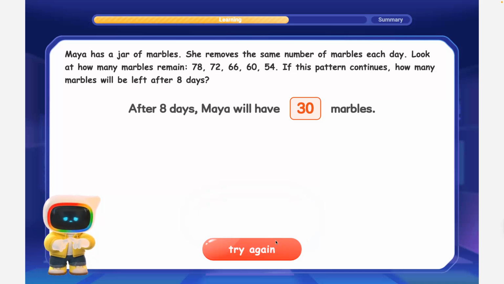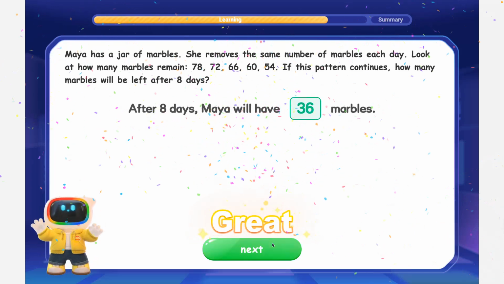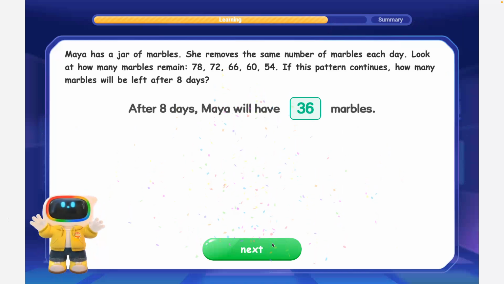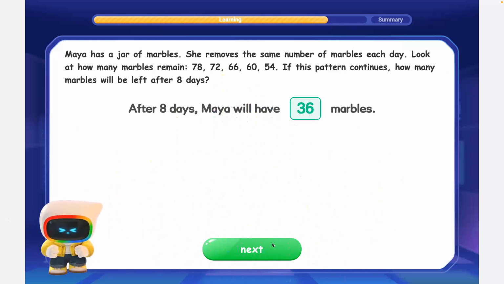First, find how many marbles Maya removes each day by finding the difference between each pair of numbers. Then, figure out how many marbles will be left after 8 days, starting from 78. Amazing work! You discovered that Maya removes 6 marbles each day. Starting with 78 marbles, she'll have 36 marbles left after 8 days.